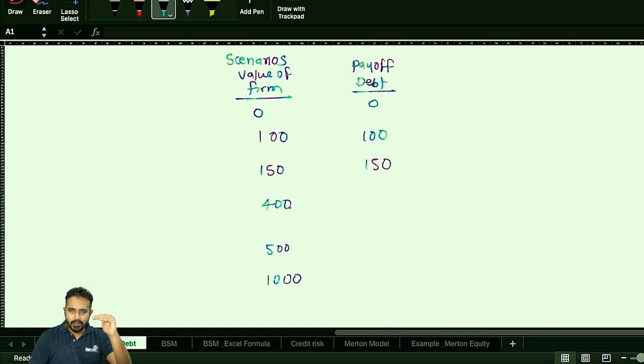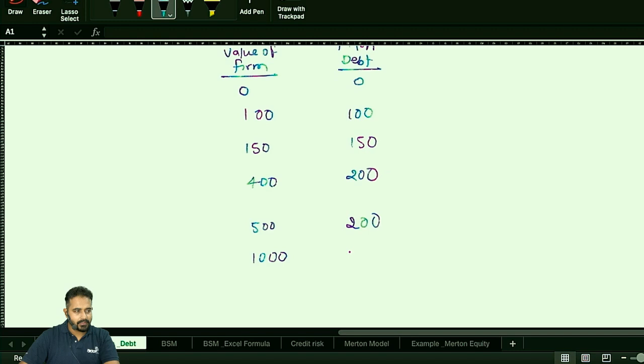So even if the market value increases, I'm just happy that I get my 200 back. So you don't have the upside here, right? That's it. So when things are good, you get the whole 200 back. When things are bad, you get whatever is the value of the firm.